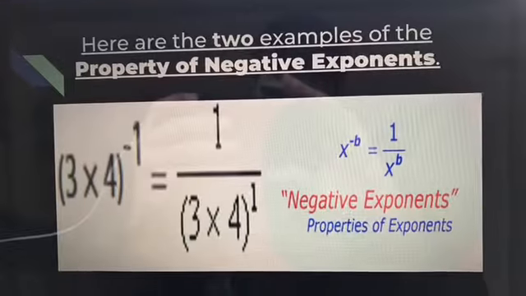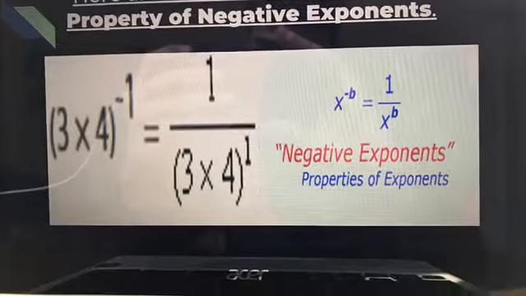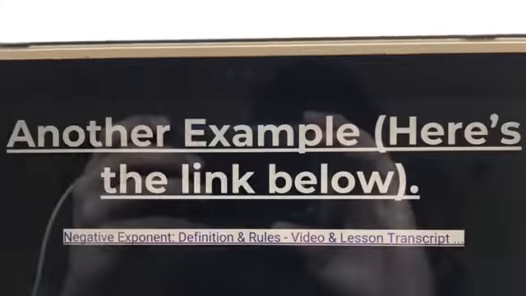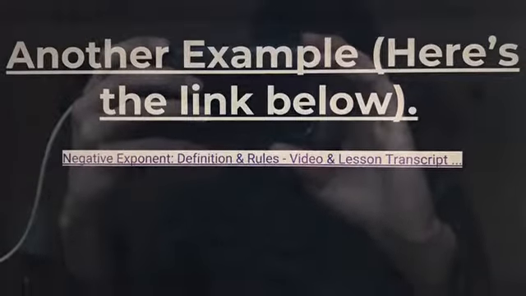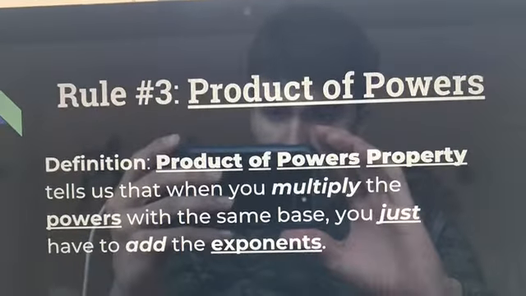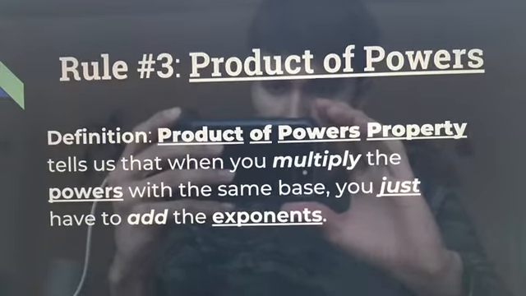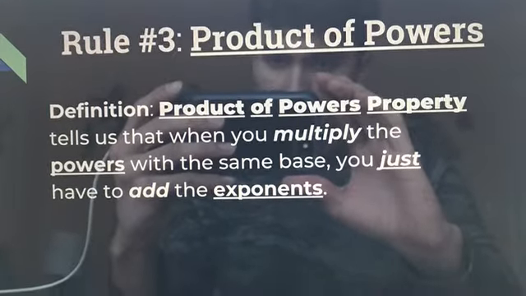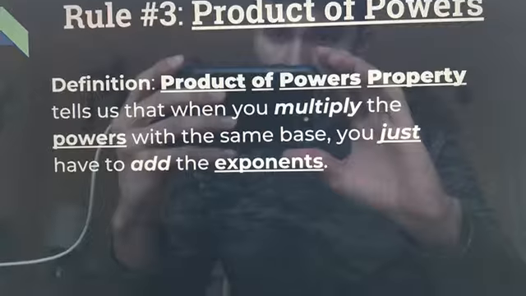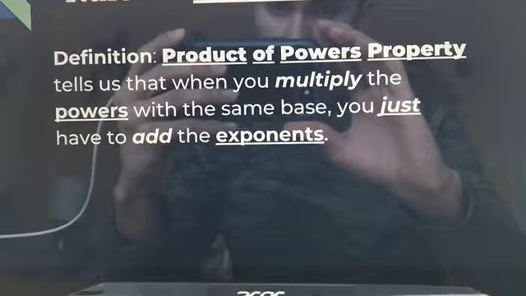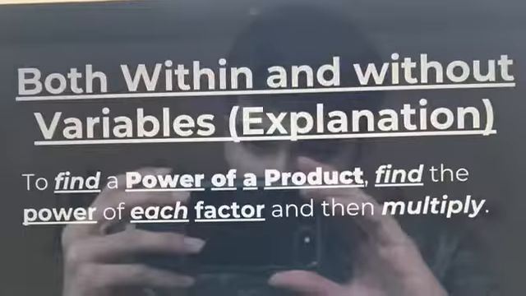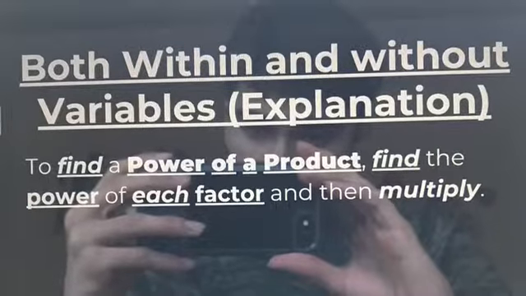Here are the 2 examples of the property of negative exponents. Here's another example using the link below. Now we're on to rule number 3, product of powers. Product of powers property tells us that when you multiply the powers with the same base, you just have to add the exponents. Explanation both within and without variables.